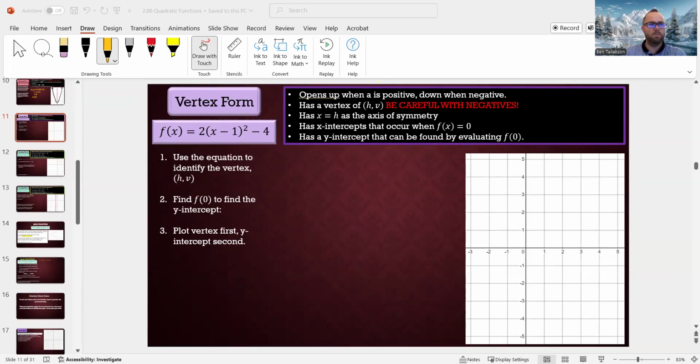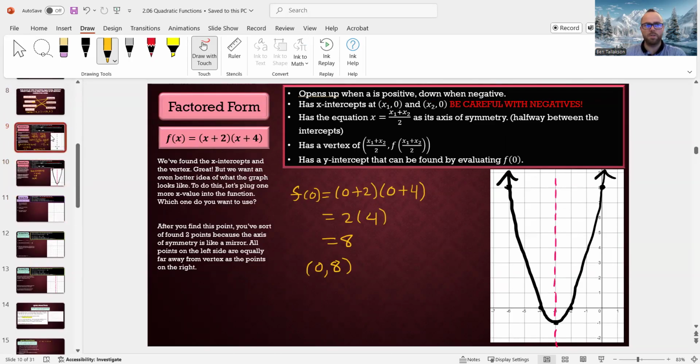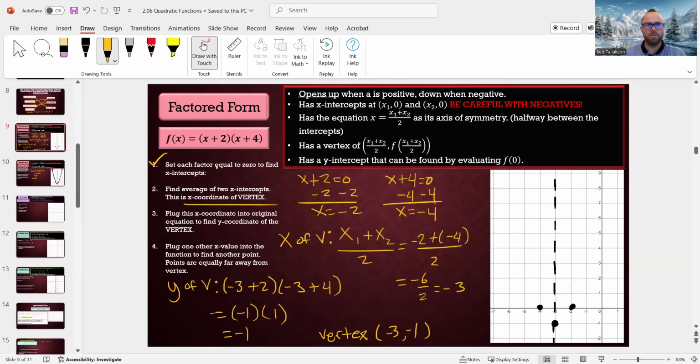Last time, if you remember, we graphed quadratics in factored form. Just a little refresher, what we did was follow these steps. We first set each factor equal to 0 and solved for x. That gave us our x-intercepts, which is what factored form is really good at. So that was the first thing we did. And then we went about finding the vertex and a few other points.